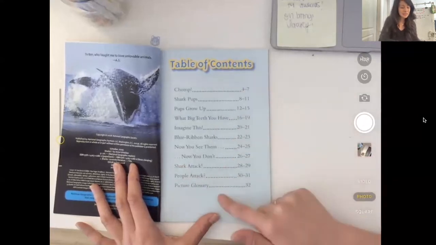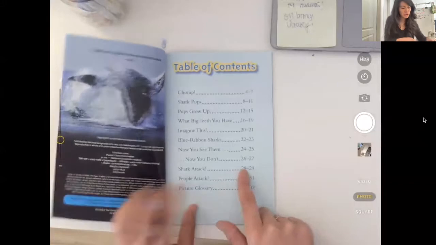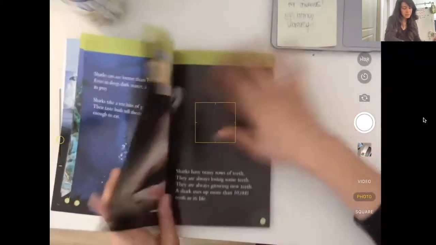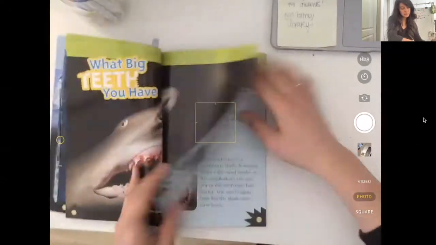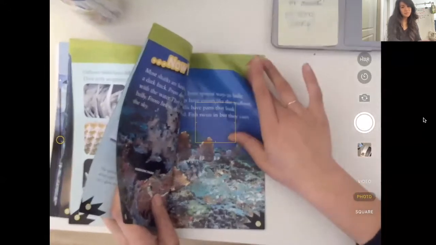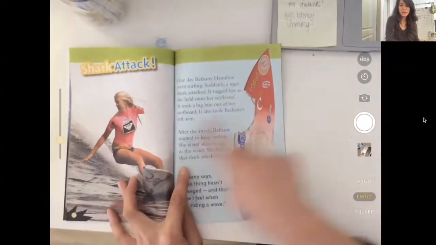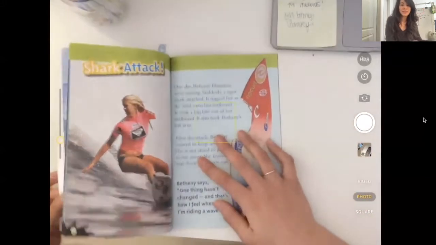That's what a table of contents does. See, look at shark attack, page 28. If I go to page 28, there's 13. Let's go to 28. Here it is, shark attack. See? So when I want to learn about something, I can always go to the table of contents.